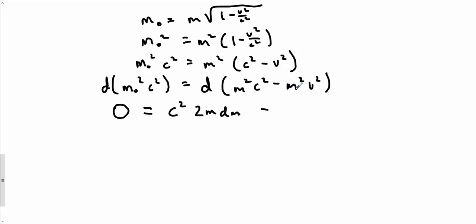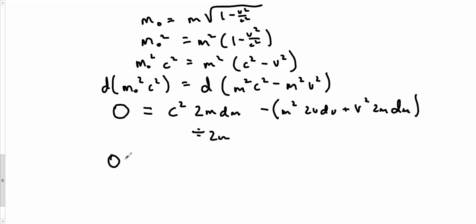Now for this thing, I'm going to have to use the product rule again. It's the first term times the derivative of the second, which is 2v dv, plus the second term times the derivative of the first, which is 2m dm. Now I'm going to bring this negative sign in and simplify. I'm going to divide everything by 2m. So I get 0 equals c squared dm minus mv dv minus v squared dm.